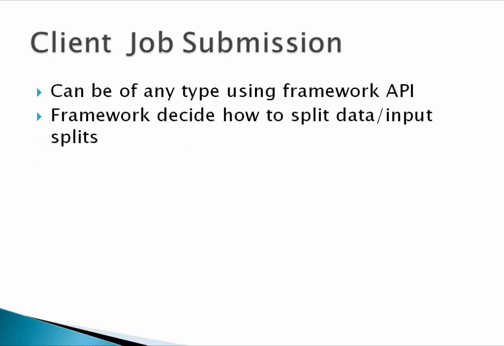Now, how does the client submit a job? The client application can be of any type. It generally uses the framework API to submit the job, and the job submission takes place on the job tracker, which accepts any kind of job submission. The framework is used to decide how to split the input, or the chunks of data, provided by our client.